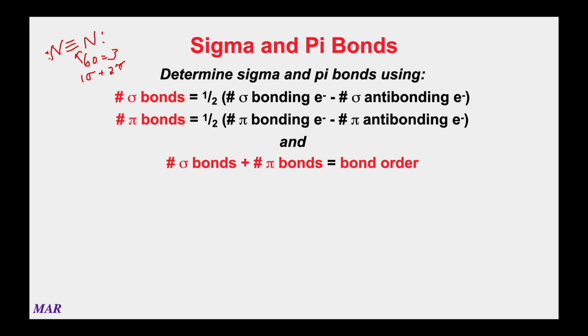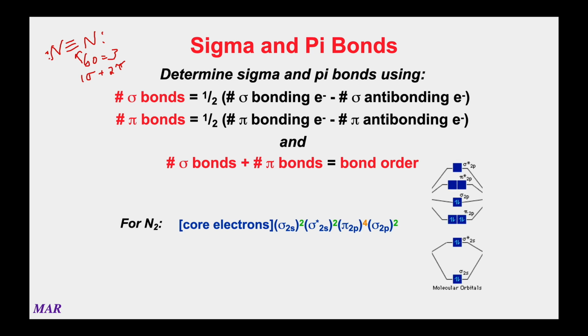To figure out the number of sigma bonds, we're only going to look at the sigma orbitals. To figure out the pi bonds, we're only going to look at the pi orbitals. And finally, sigma plus pi will equal the overall bond order, which is a nice way to check yourself. So for N2, here's the shorthand notation: sigma 2s2, sigma star 2s2, pi 2p4, sigma 2p2. Notice in this picture, all of the sigma electrons are that green color, and the pi electrons are the orange color.